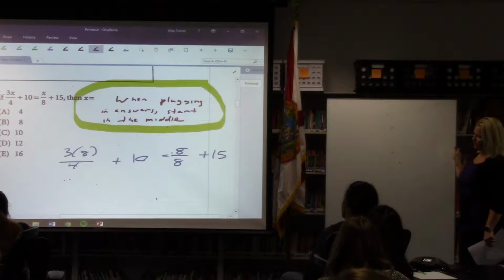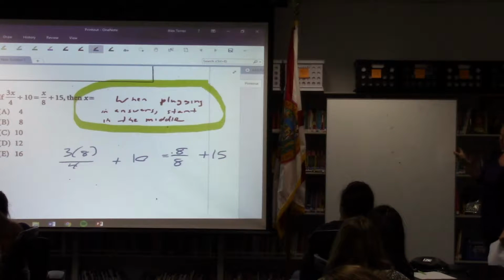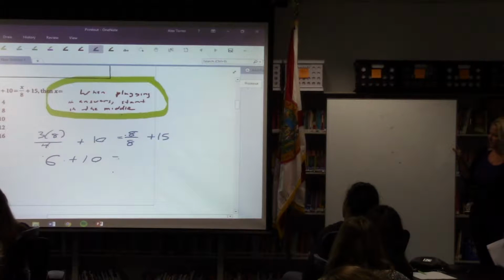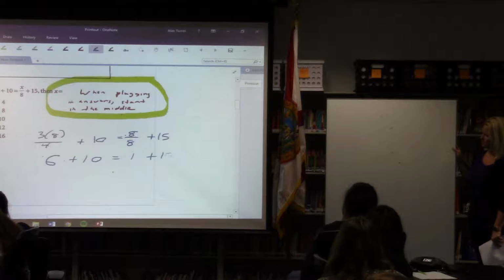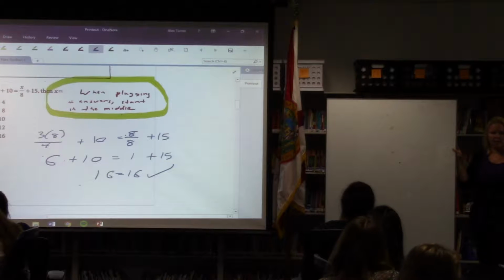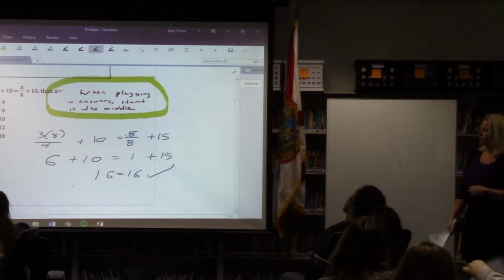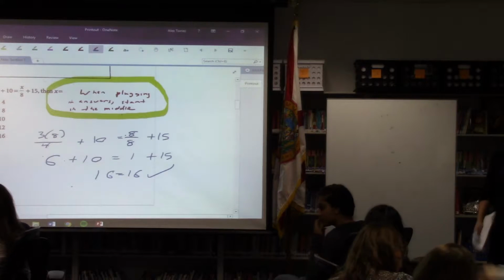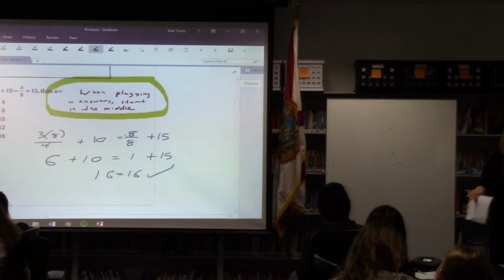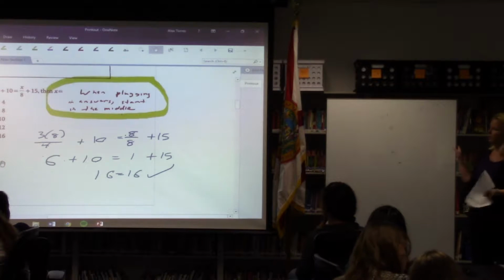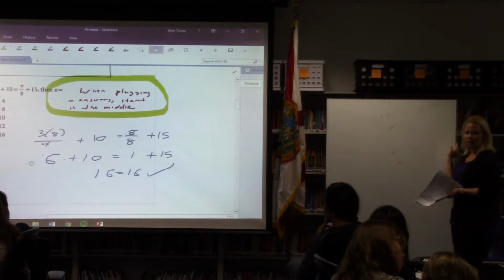Okay. So then we have 3 times 8, 24, divided by 4 is 6 plus 10. That gives us 16. And then on the other side, 1 plus 15, 16 equals 16. So notice what we plugged in made it work. So that's how you can tell if you picked the right answer choice and plugged the right answer choice in, is if it works. If you would have ended up with like 16 equals 14, that doesn't work. So that means it's wrong. Seems like a silly clarification, but I've had students get to that point and not know if they did it right or not. Any questions on that?